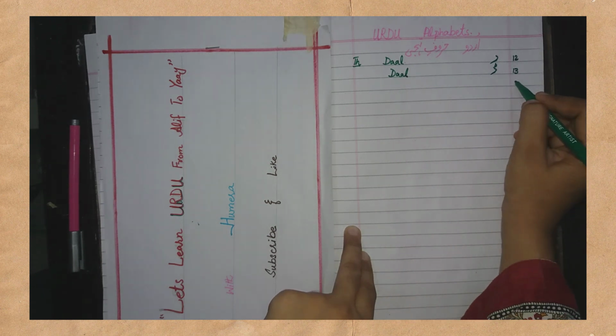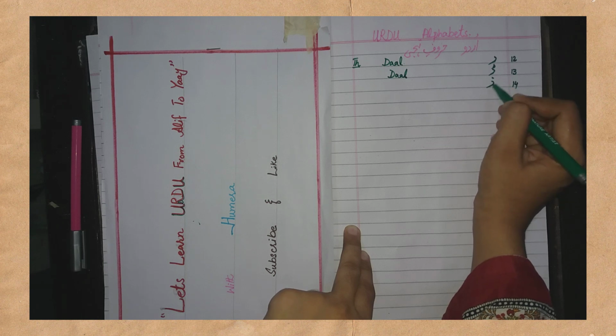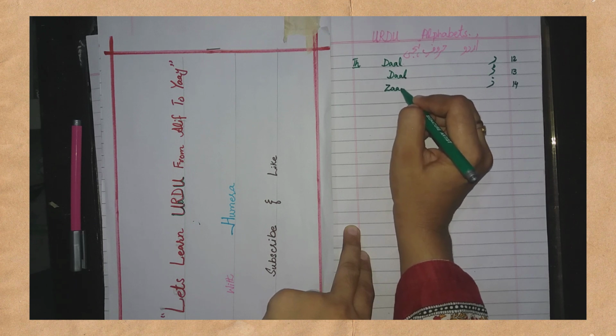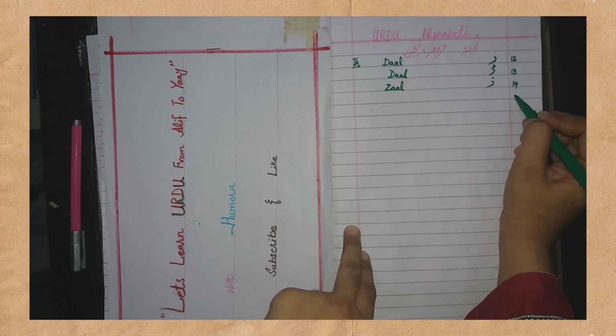Okay, next is Zal. Zal has the same shape and it has one dot on it, and its pronunciation is Zal. Zal has the same sound like the alphabet Z.